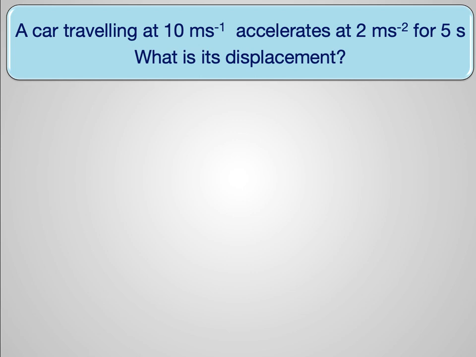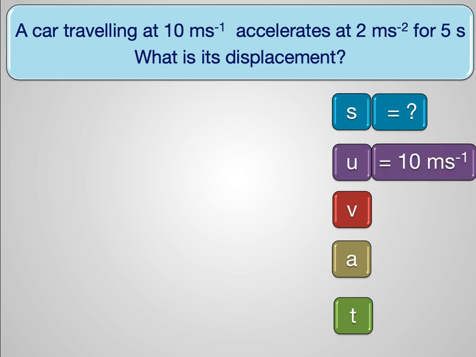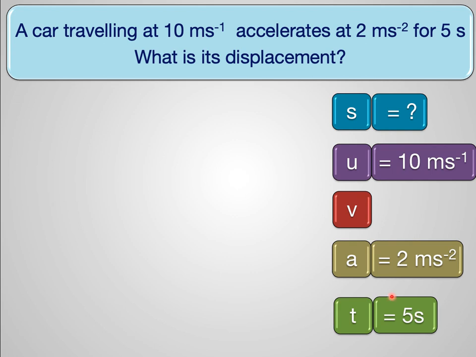So what you need to do is first write what is given, the values: displacement, initial velocity, final velocity, acceleration and time. So displacement, I don't know. You are asked to find the displacement. Initial velocity is given, acceleration is given, final velocity, nothing is given about final velocity, acceleration is 2 and time is 5 seconds. It's always better if you write the values like this.